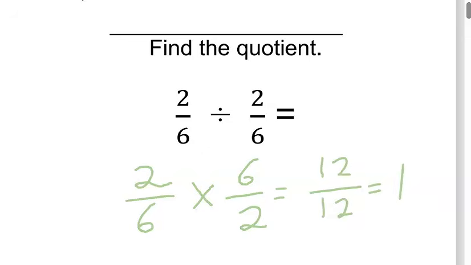That's our answer. And then the other thing we could have done right off the bat is looked, any number divided by itself is always going to be 1. So that's our answer to that one. 2/6 divided by 2/6 is 1.